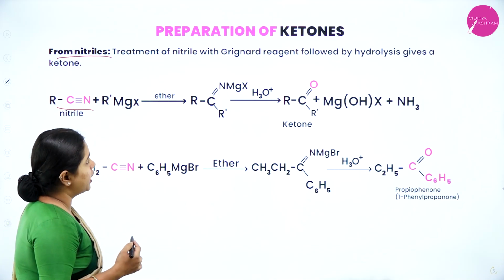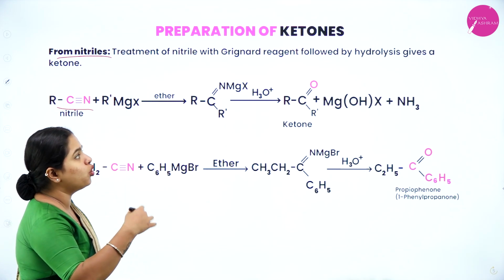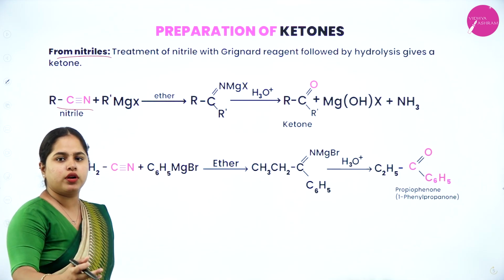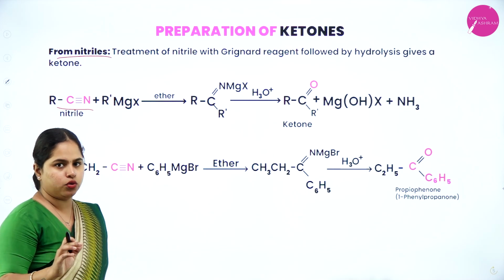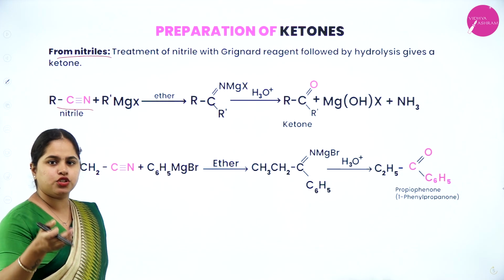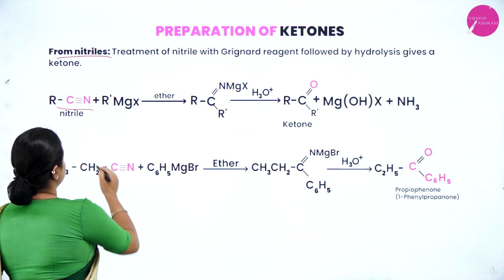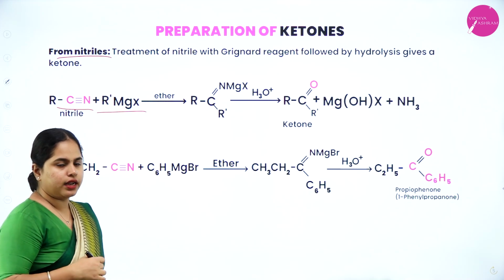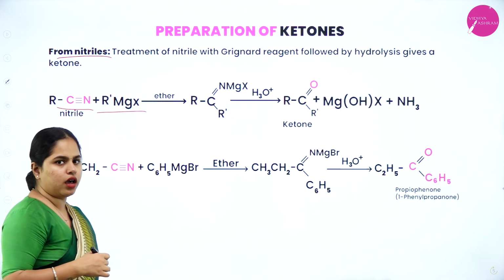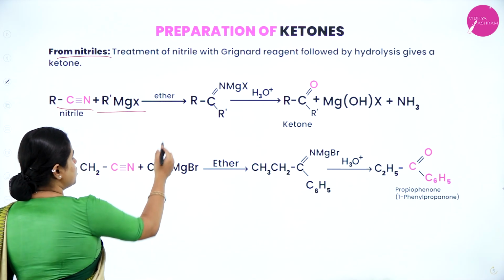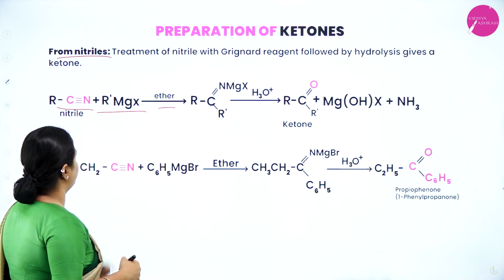So the treatment of nitrile with Grignard reagent followed by hydrolysis gives a ketone. So nitrile can also react with Grignard reagent to form ketones, just as acid chlorides can also react with Grignard reagent to form ketones. So nitriles, that is RC triple bond N, react with RMgX, that is Grignard reagent. This is mentioned as R dash to show that it is a different alkyl group that we have taken. So in presence of ether, what is going to happen here?